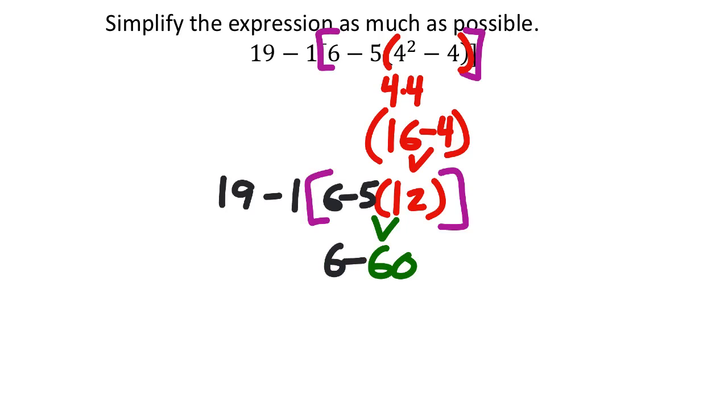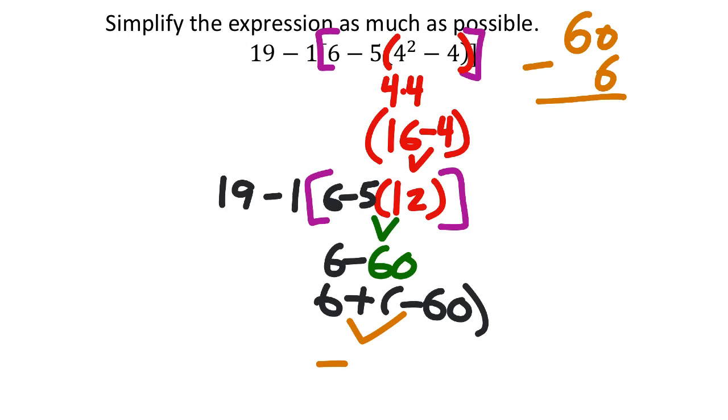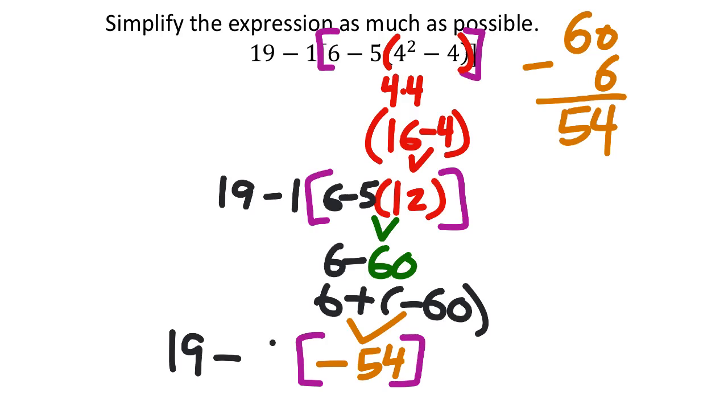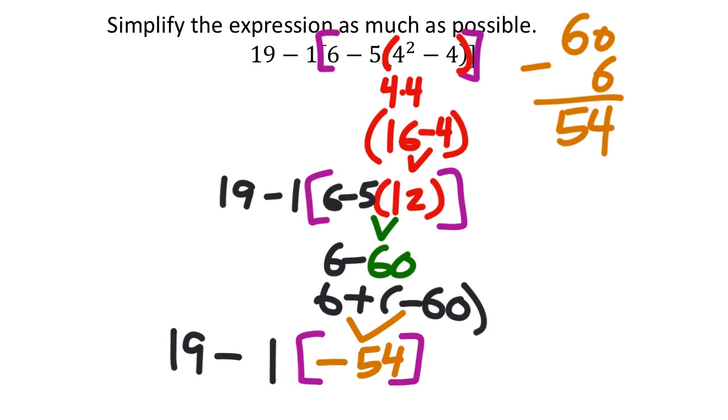So now I got 6 minus 60. Which, again, I would prefer to see as 6 plus -60. So that I can see, in this case, I have more negatives than positives. So I know that evaluation will be negative. And then I'll do 60 minus 6, which is 54. So that's a negative 54 right there. And that was in the purple parentheses, the brackets. So I got 19 minus 1 times that negative 54. Need a little bit more space though.